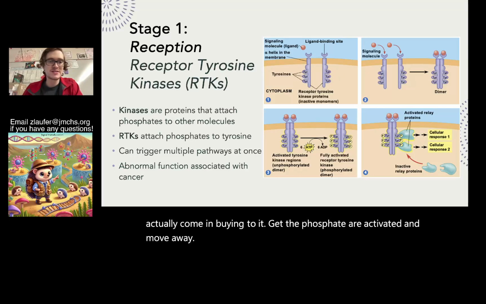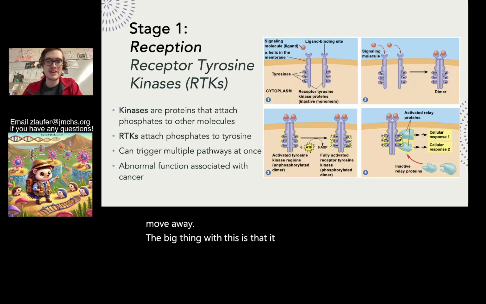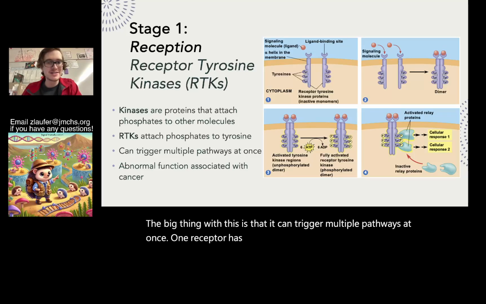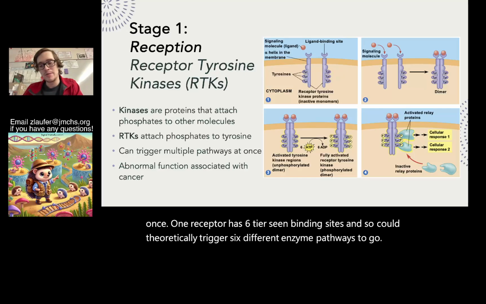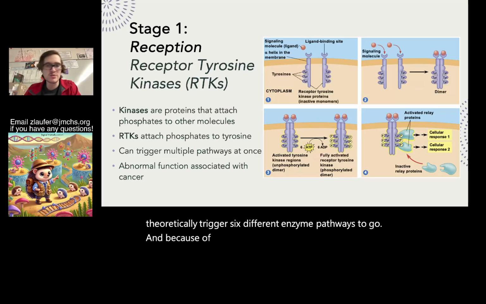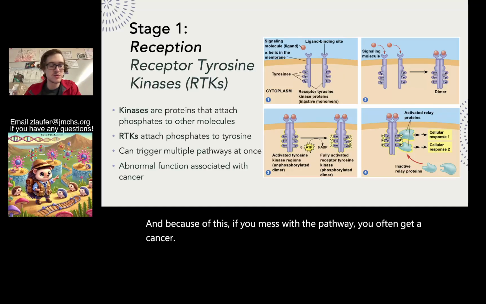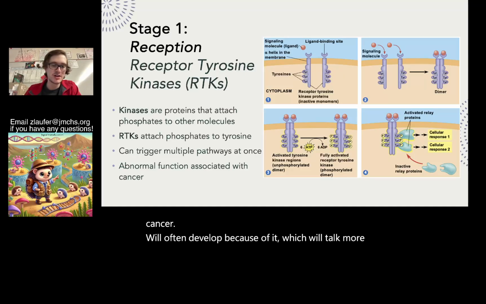The big thing with this is that it can trigger multiple pathways at once. One receptor has 6 tyrosine binding sites, and so could theoretically trigger 6 different enzyme pathways. And because of this, if you mess with the pathway, you will often develop a cancer because of it, which we'll talk more about later in this unit.